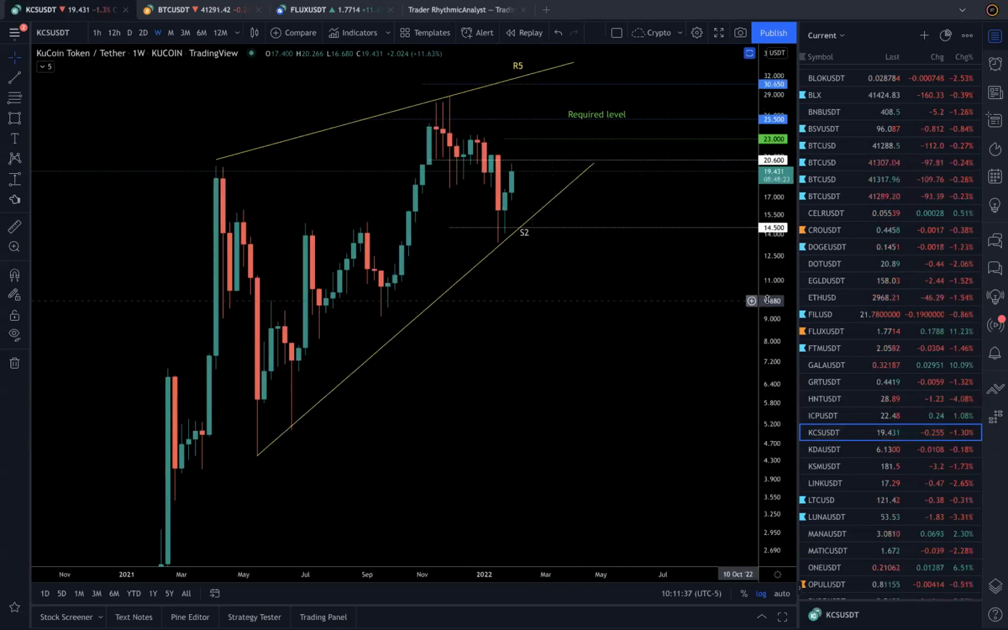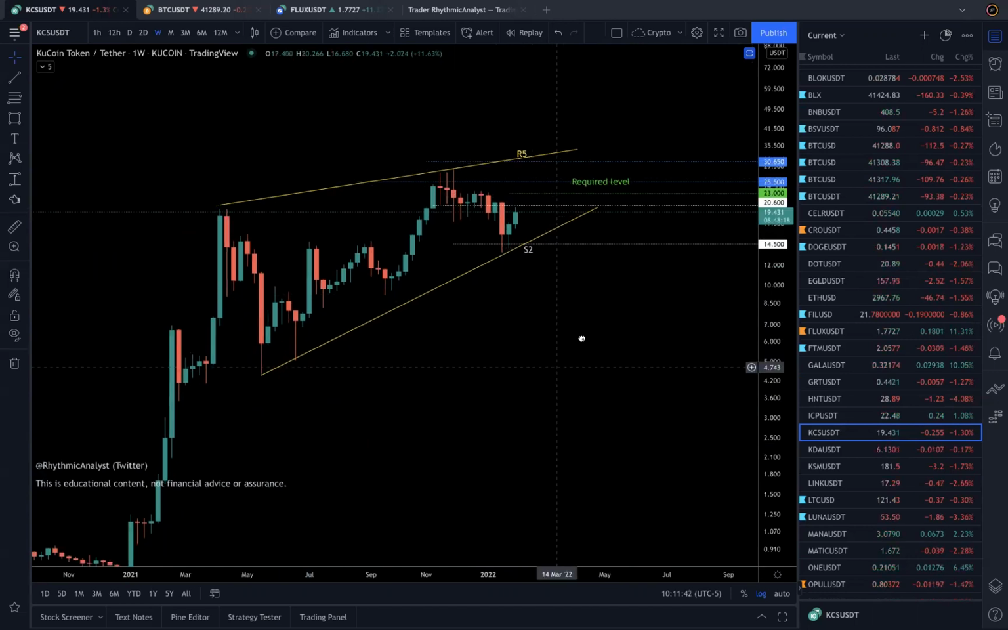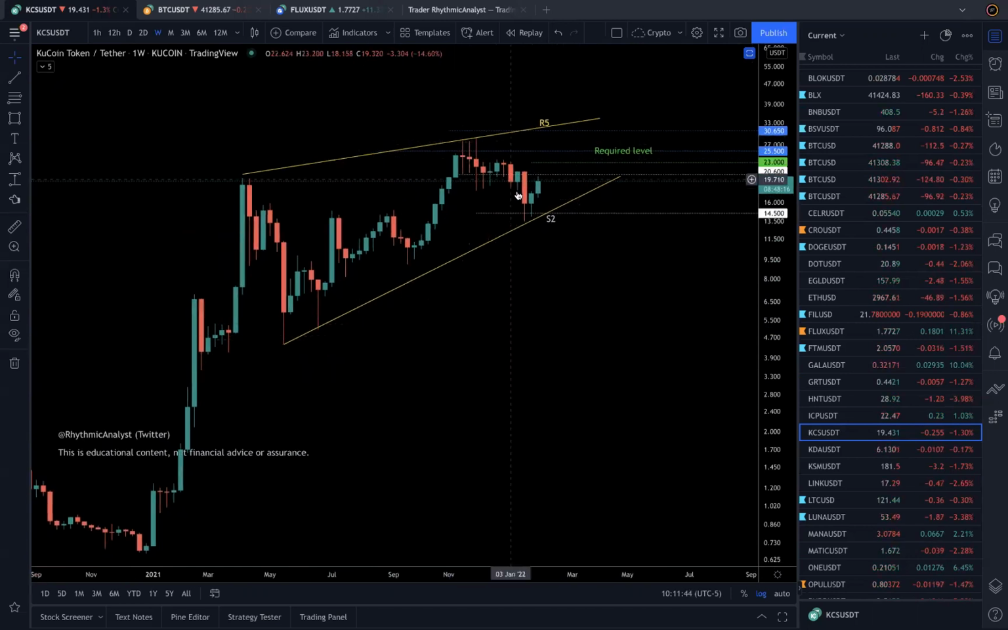KCS is one of the stars, right? Strong. And look at this one, very strong. New all-time high. Drawdown was there, but not much. Strong second week after this quick bounce from S2. Look at that, making higher lows. Stunning.